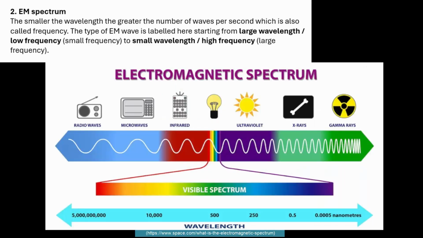Next, looking at the electromagnetic spectrum, you can see that the ones that have small wavelengths will have a lot of waves passing per second, so they have a high frequency. We've labeled all the different types of wavelengths, starting with the large wavelengths with a low frequency, so a small number of waves passing per second, right down to the smallest wavelengths, which have a high frequency, so a large number of waves pass per second.